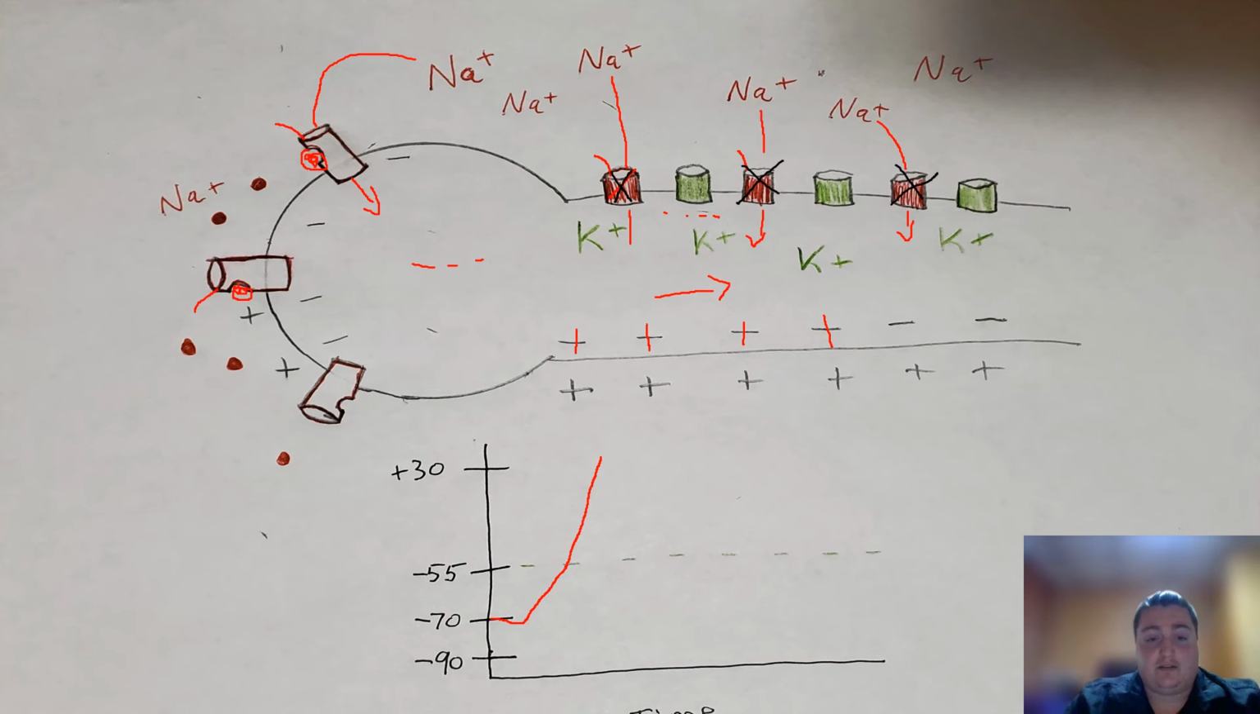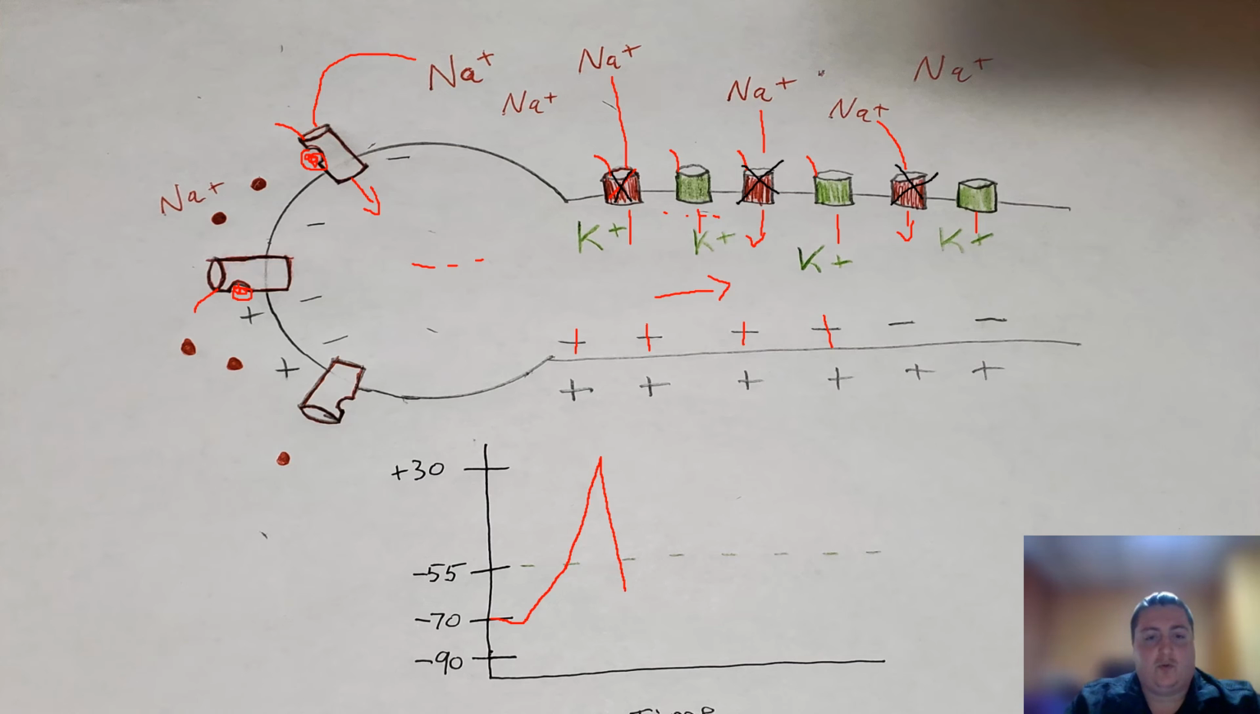Now, simultaneously, voltage-gated potassium channels also open once it hits around a positive 30 millivolts interior, which allows the diffusion of positively charged potassium to leave through the membrane, which will then cause repolarization, dropping the voltage inside.